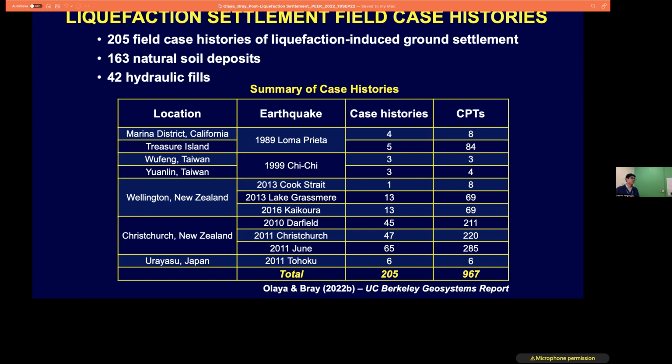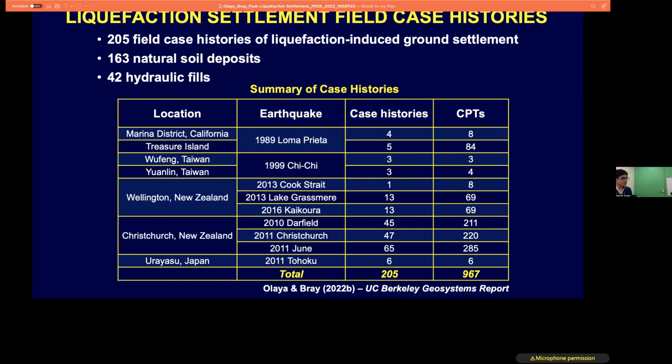We divided our case histories into natural soil deposits and hydraulic fills. Hydraulic fills are man-made, hydraulically placed, whereas natural soils are made by geology. So they are different in nature, and we expect them to respond differently. We have 163 natural soil deposits, 42 hydraulic fills, so a total of 205 field case histories with their summary information here.